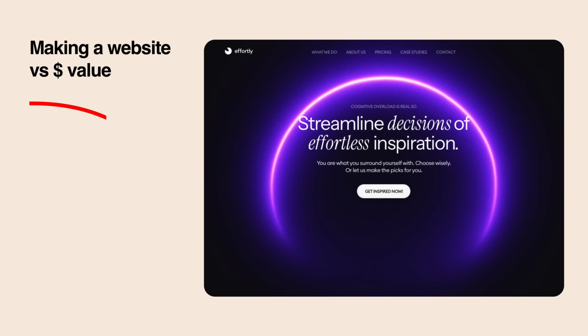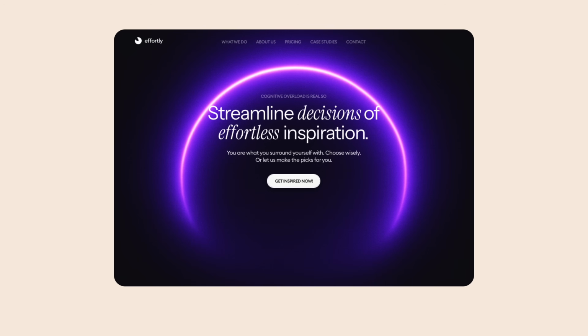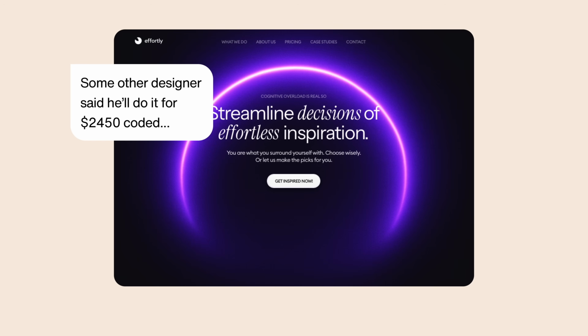The problem is that just making a website as a service is decreasing in price because a lot of people do it. There are a lot of tools that help you do it, and a lot of people do it well. So there is a lot of competition. So if you sell the same thing that they do for a similar price, you're gonna be stuck in a loop of slightly lowering your prices every year to compete.